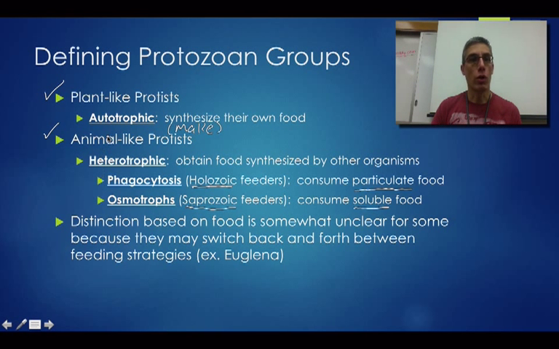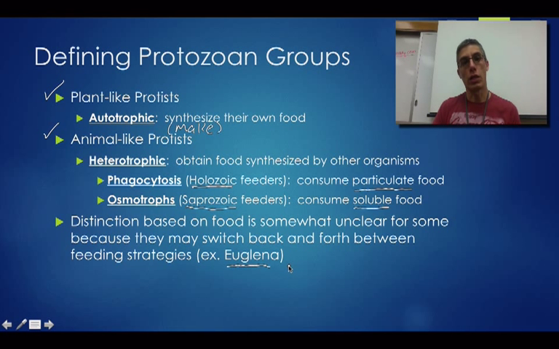Now, as I said before, in the past, we had distinguished between protozoans based on their nutrition, in other words, how they obtain their food, whether they were plant-like or animal-like. Now that we've obtained more information on these different types of protists, we're coming to find that many can switch back and forth between their feeding behaviors, and the euglena would be a really good example of that.